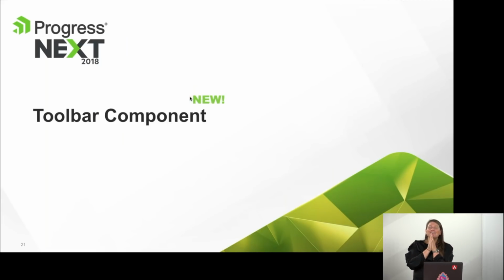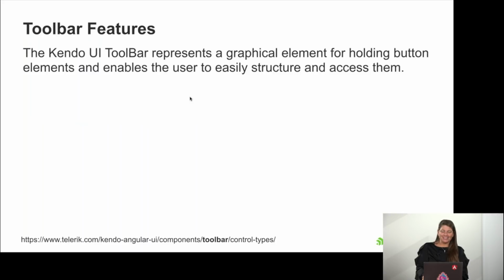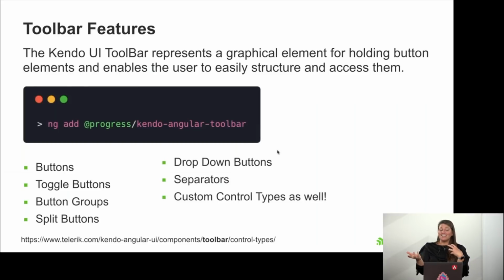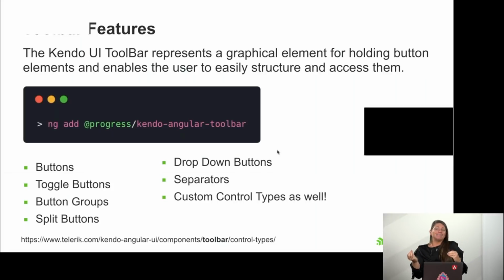So now we get into the fun components that we have. And the first one is the toolbar component. So yes, the Kendo UI toolbar represents graphical elements for holding button elements, and enables users to easily structure and access them. So you get to use ng-add, which is the Angular CLI 6, one of their newest commands. It's essentially replacing npm install and then going and putting it into your project. You just run ng-add and it does it for you.